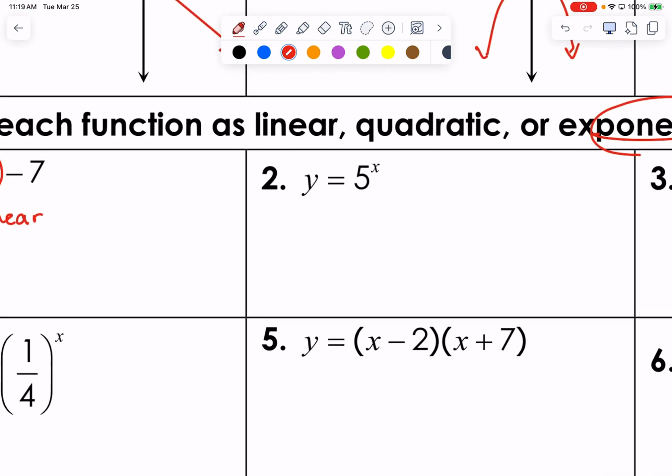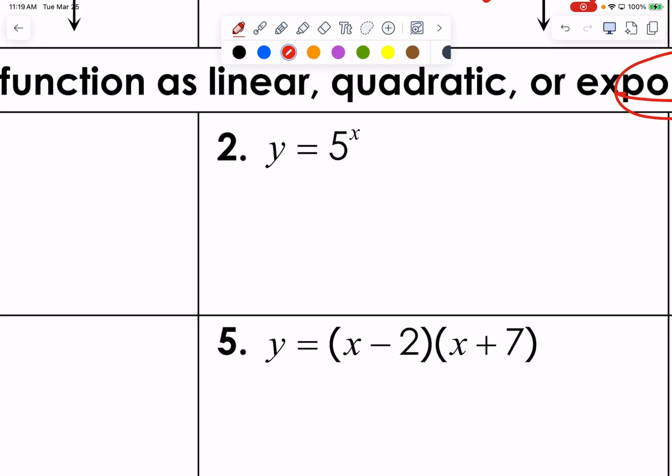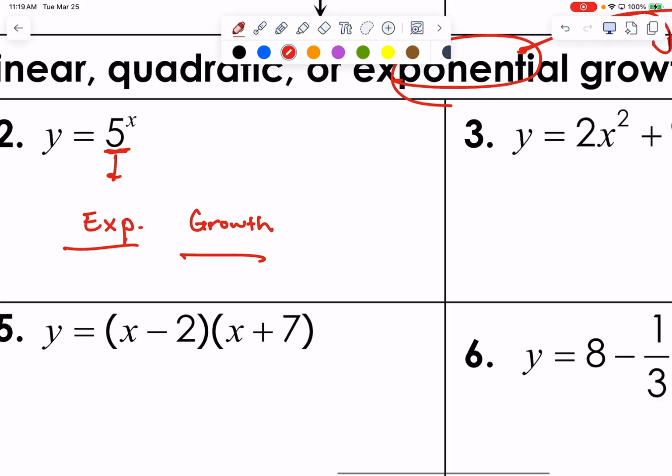All right. Number 2, 5 to the x power. It is exponential. Good job, Daphne. Now, exponential, you got to tell me growth or decay. Is this number bigger than 1? It's growth. You can put exp for exponential. You don't have to write the whole word. You can write growth. I'm letting you abbreviate exponential, but you got to write growth.